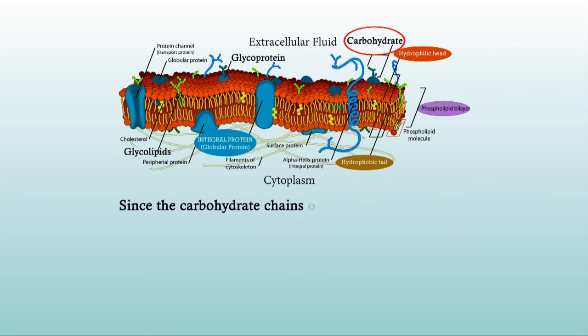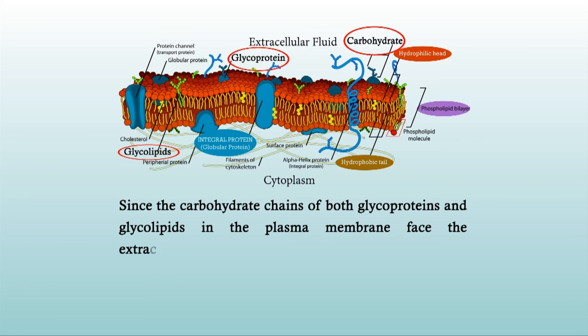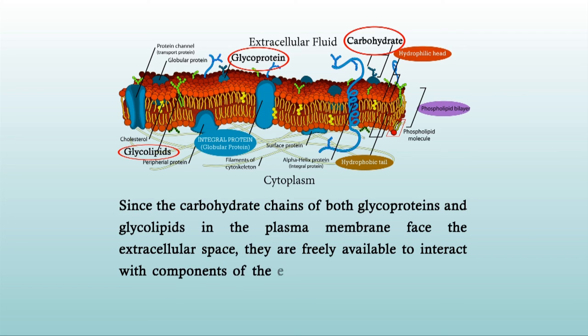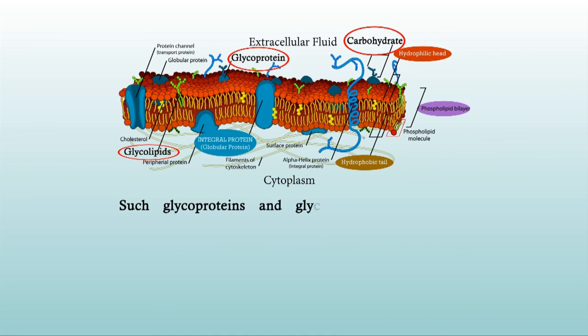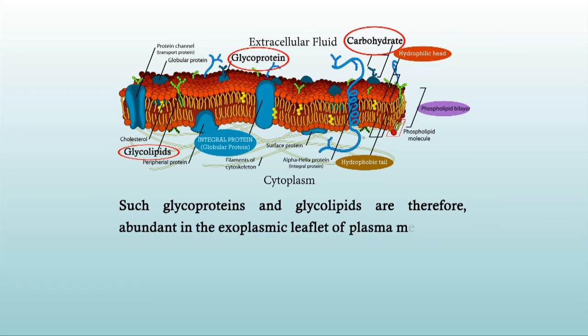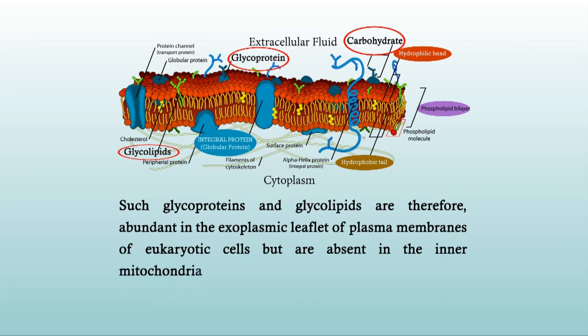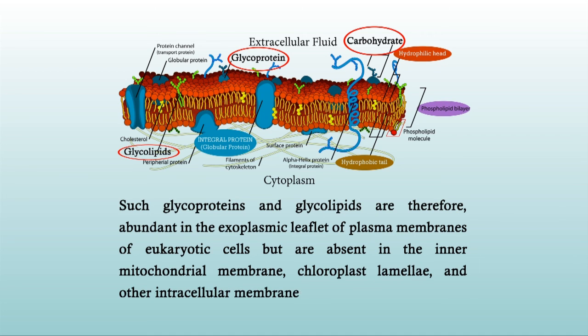Since the carbohydrate chains of both glycoproteins and glycolipids in the plasma membrane face the extracellular space, they are freely available to interact with components of the extracellular matrix and other molecules such as lectins, growth factors and antibodies. Such glycoproteins and glycolipids are therefore abundant in the exoplasmic leaflet of plasma membranes of eukaryotic cells but are absent in the inner mitochondrial membrane, chloroplast lamella and other intracellular membranes.